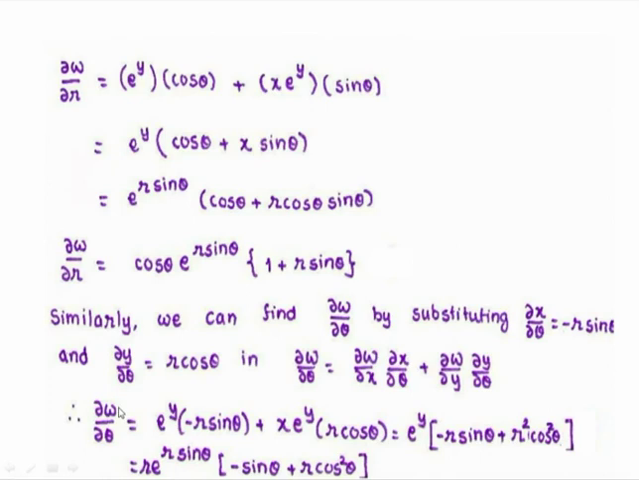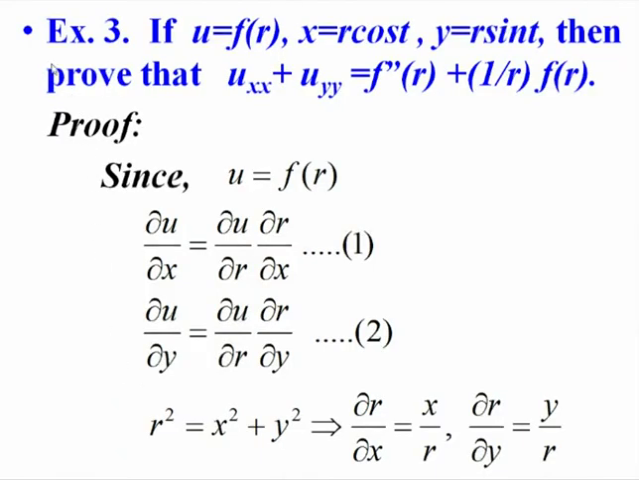Therefore we are getting del w by del theta is equal to r into e raised to r sin theta, multiplied by minus sin theta plus r cos square theta. This way we are finding the partial derivative of w with respect to r and with respect to theta. Now we take another example.